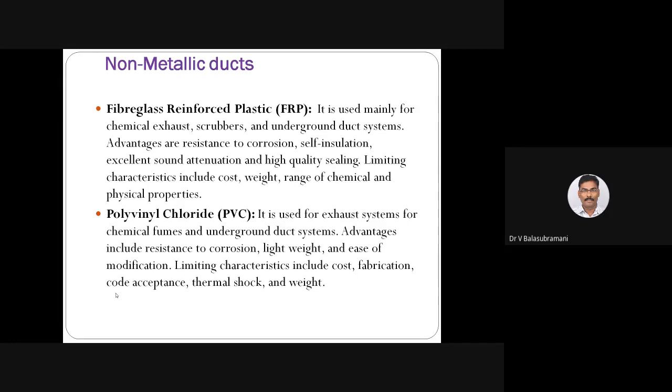And then PVC, which is a plastic. It is also used for exhaust systems for chemical fumes and for underground ducts. The advantages are similar to the previous: resistance to corrosion, lightweight, and ease of modification. But it does not absorb sound. The limiting characteristics are the high cost and fabrication, then thermal shock and weight.